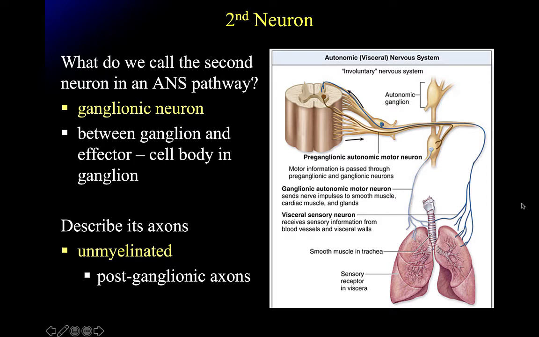In addition to being able to go directly to an effector, it might hop back on a spinal nerve. If it does, it takes this other communicating ramus here, which would be a gray communicating ramus because it doesn't have myelinated axons running through it. The axons running through it are unmyelinated.